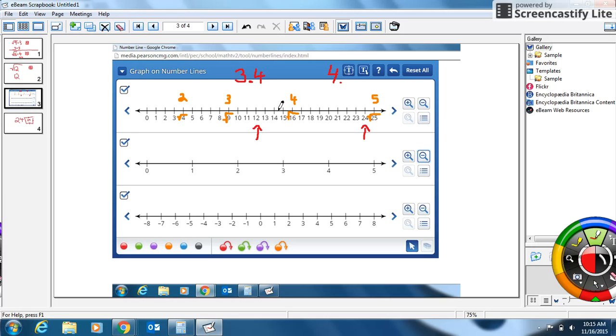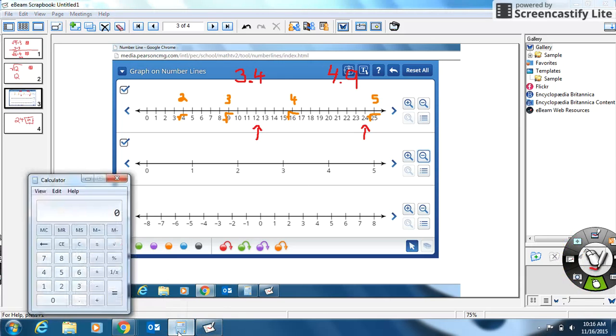Well, hey, how many dashes are there between 4 and 5? 1, 2, 3, 4, 5, 6, 7, 8, 9. And 24 falls on 8. So we are 8 ninths. So you know what? I'd say it would be somewhere around 4.9 would be a pretty good guess, just by using my number line.